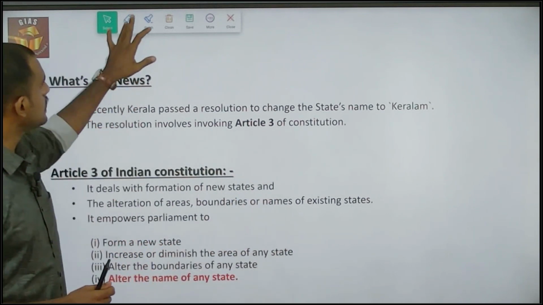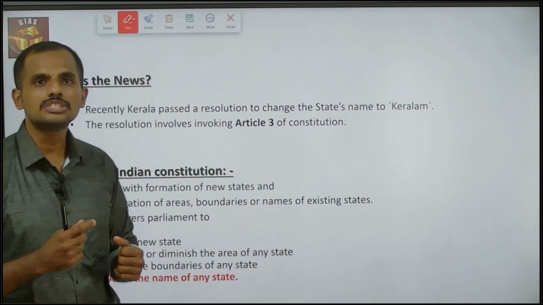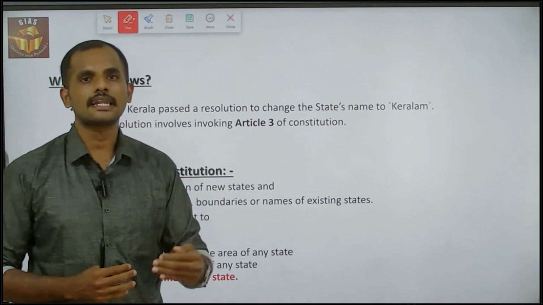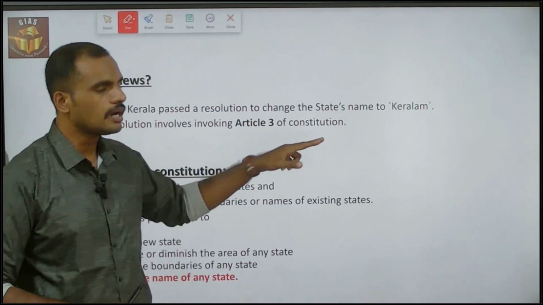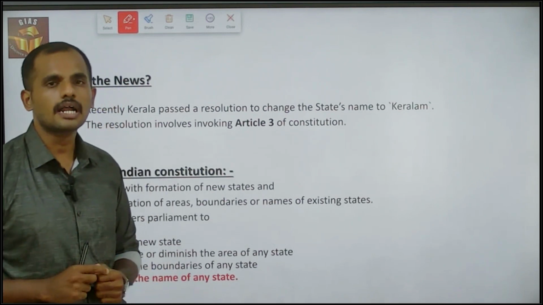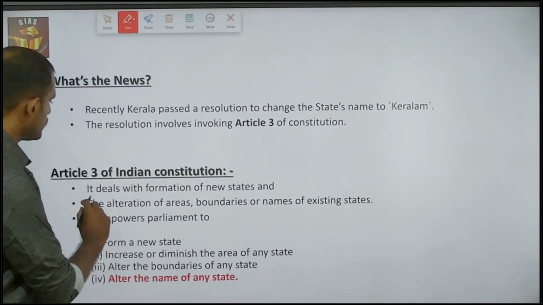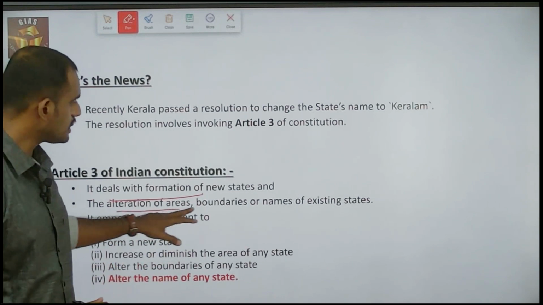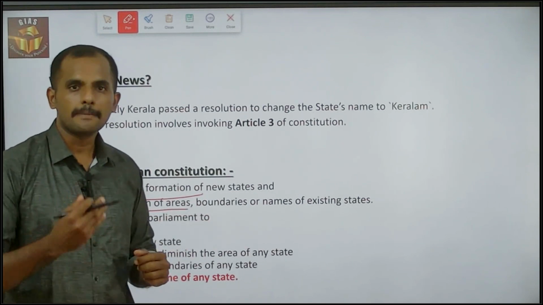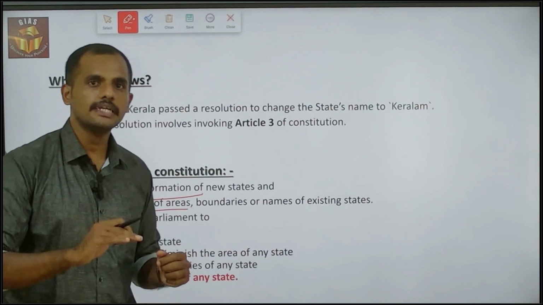As I said, recently Kerala has passed a resolution to change its name from Kerala to Keralam, and in the resolution it has invoked Article 3 of the Constitution. So what is this Article 3 of the Constitution? It deals with the formation of new states and the alteration of the areas, boundaries as well as the name of the already existing state.